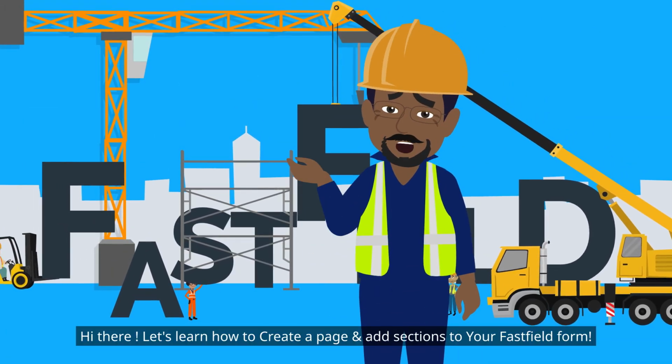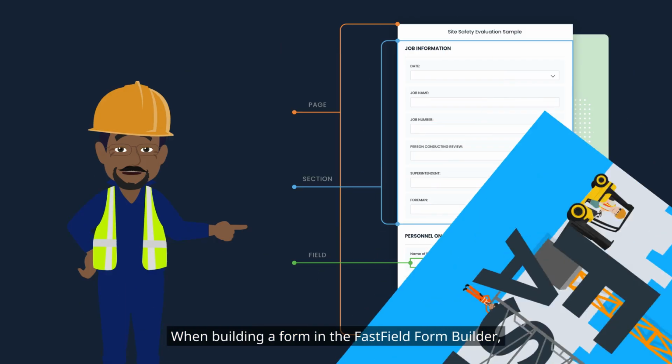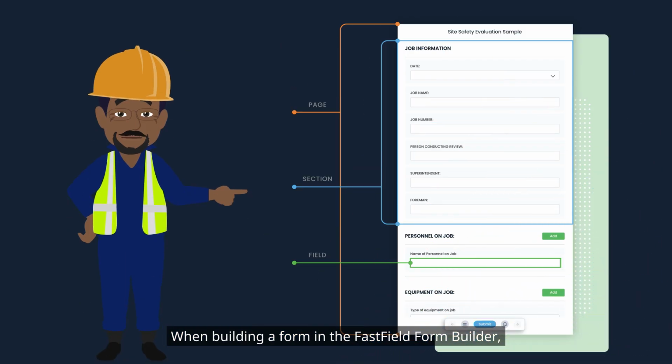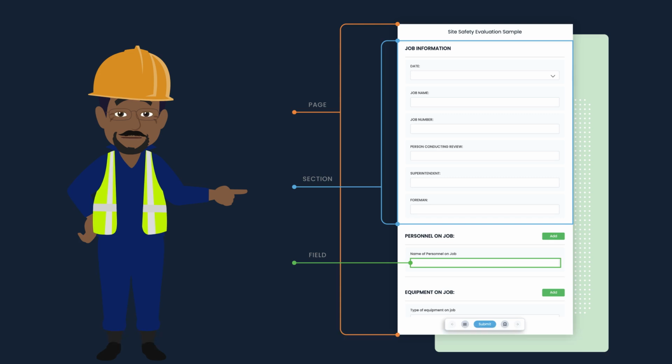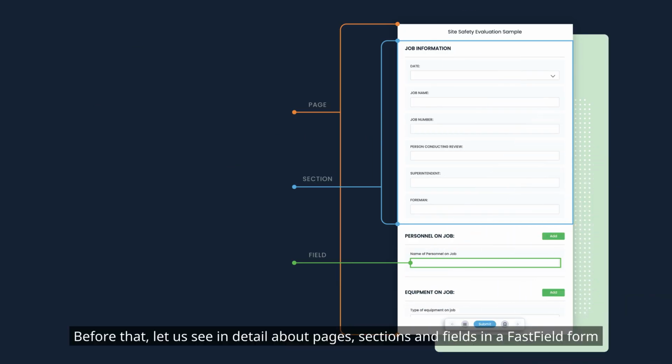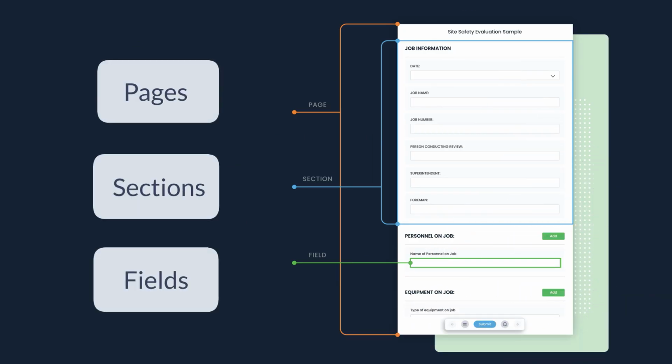Hi there. Let's learn how to create a page and add sections to your FastField form. When building a form in the FastField Form Builder, you may find it helpful to organize your form fields into pages and sections. Before that, let us see in detail about pages, sections, and fields in a FastField form.